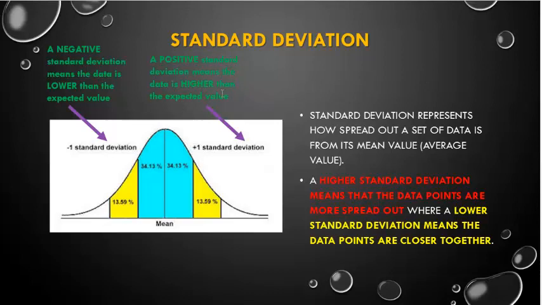Sometimes you'll see positive standard deviations. This means that the data in general is higher than the expected value, or larger than the expected value. If you see a negative standard deviation, that simply means that it is smaller or lower than the expected value.